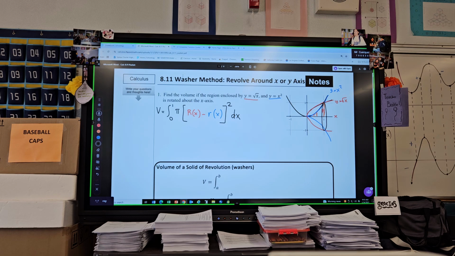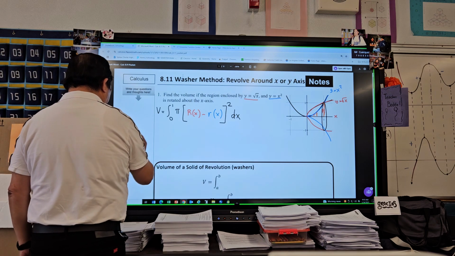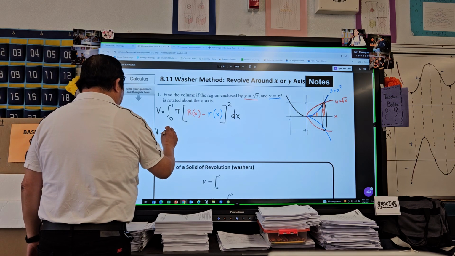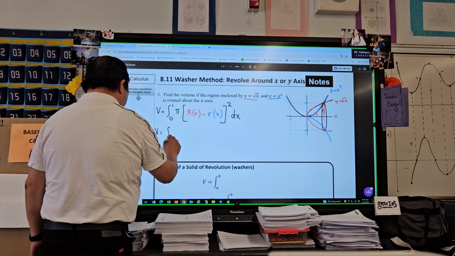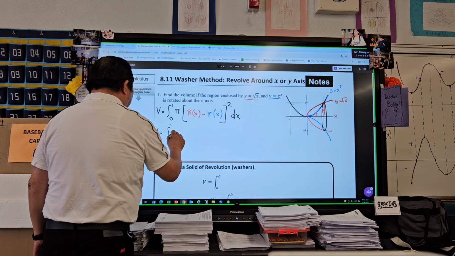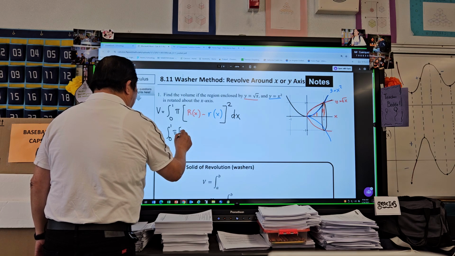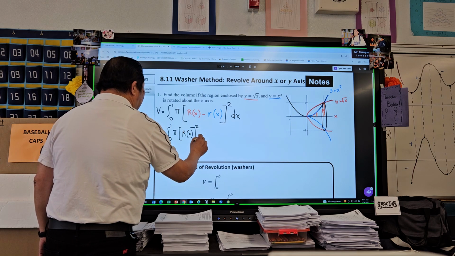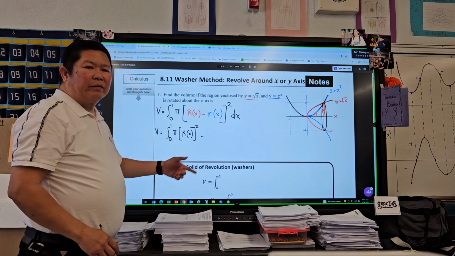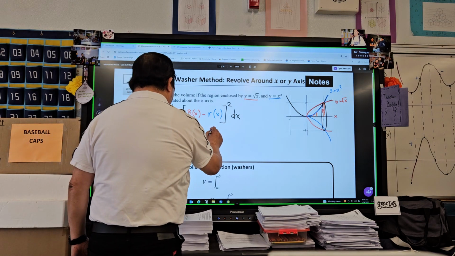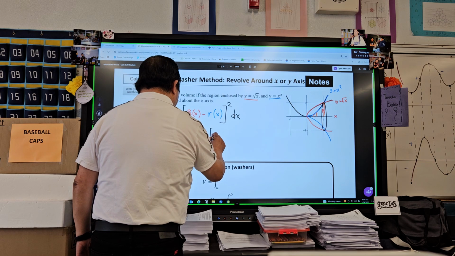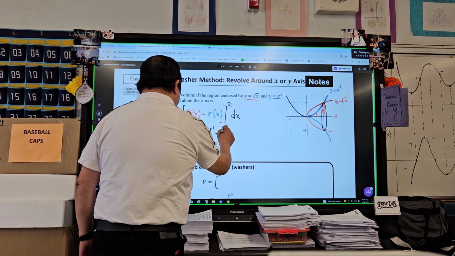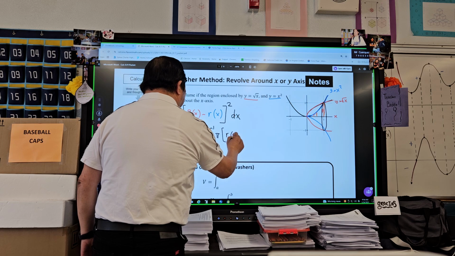Can we split that also? Okay. We can have this as volume is equal to the integral from 0 to 1 of pi R of x squared, minus, this is just the same as writing this way, okay? The integral from 0 to 1 of pi r of x squared dx.